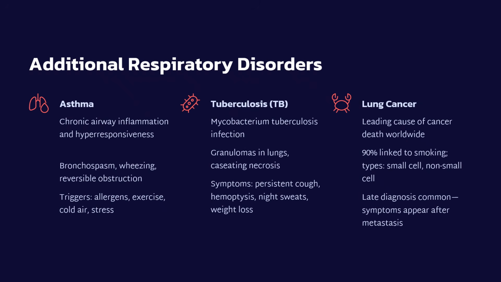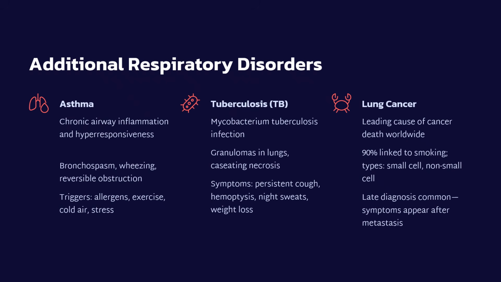Common also in Filipinos is tuberculosis, which is caused by Mycobacterium tuberculosis. It can damage your lungs and cause granuloma and caseating necrosis. The symptoms of TB usually include a persistent cough for 2 weeks with hemoptysis, or coughing out of blood, with night sweats and weight loss. For TB, we usually give 6 to 9 months of anti-TB meds.